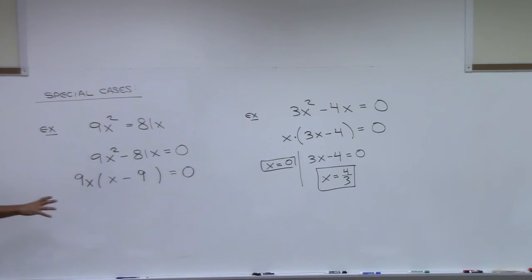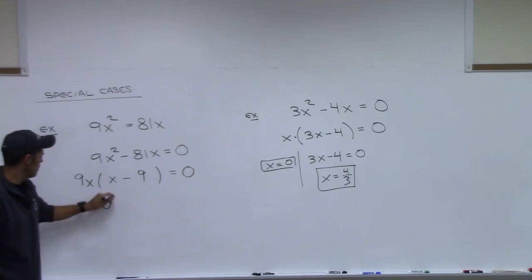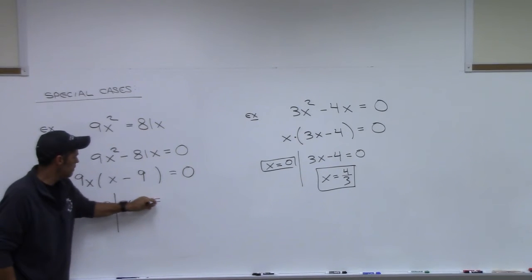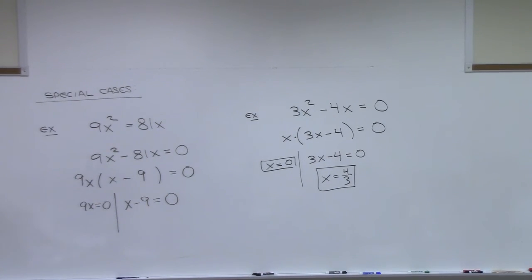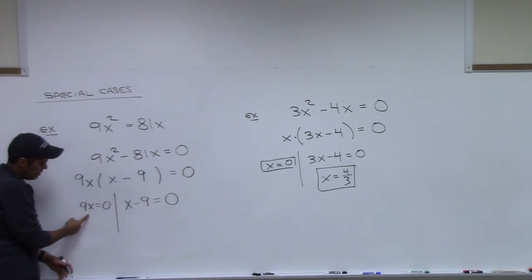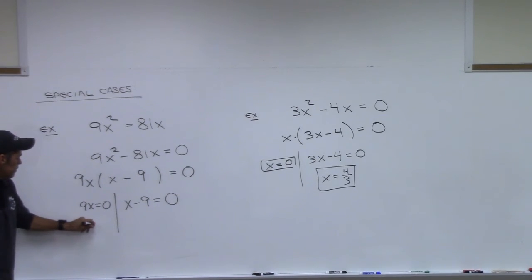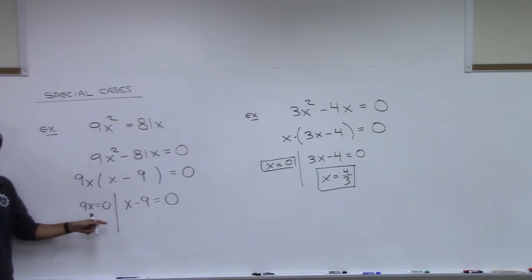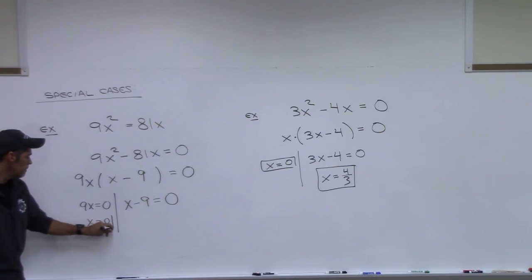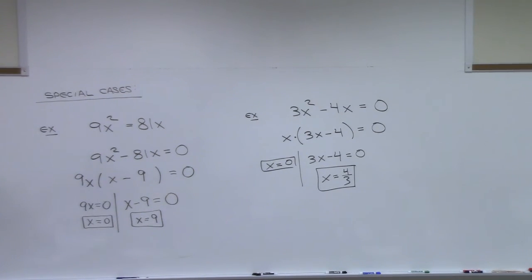And now what are the two equations that I'm going to set up here? 9x equals 0, and the other one? X minus 9 equals 0. Okay? Now on this one, what do we do to solve for x here? Just divide both sides by 9. And when you divide this side by 9, you get x. And when you take 0 and divide it by 9, you still get 0. So this is just 0. And then over here, you just add 9 to both sides. So we get our two solutions. Right? 0, 9.